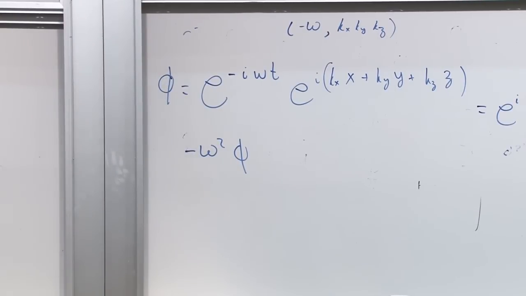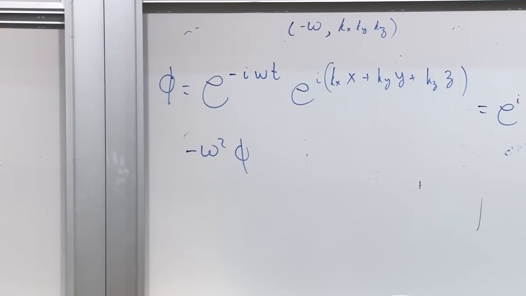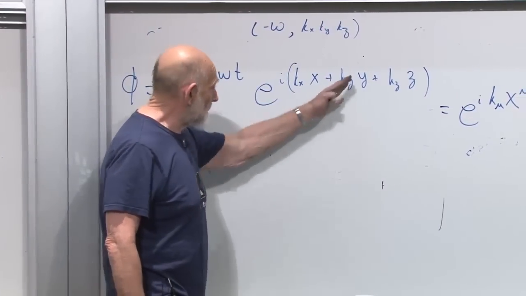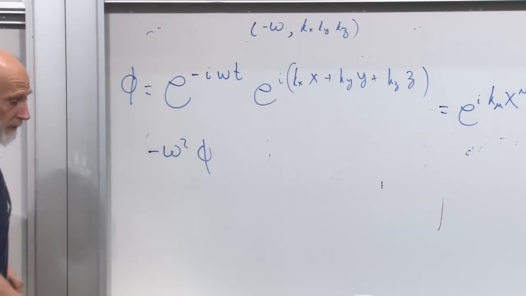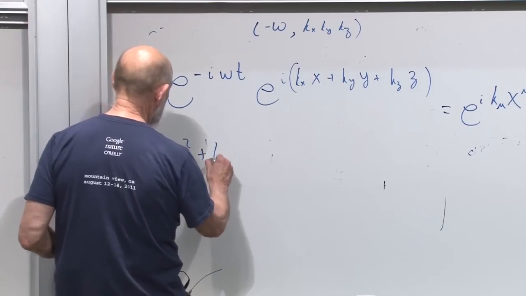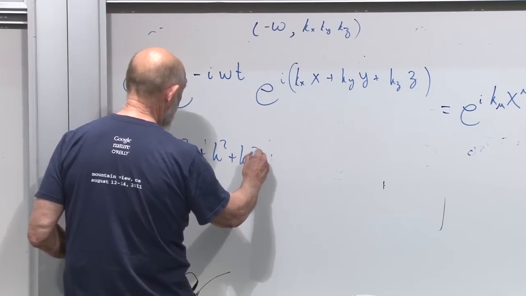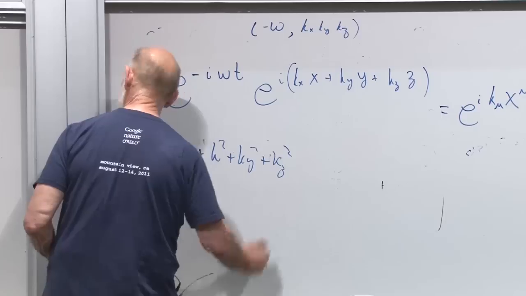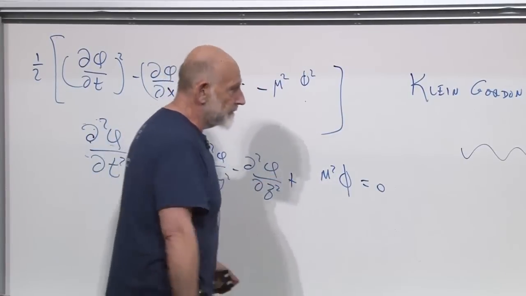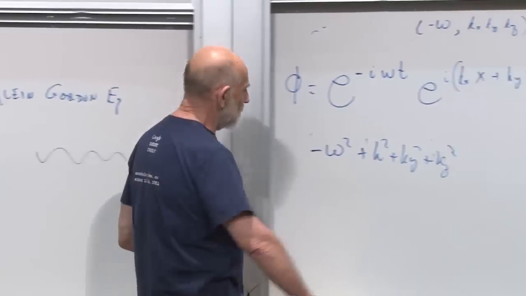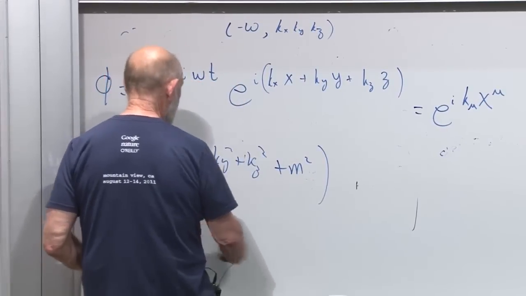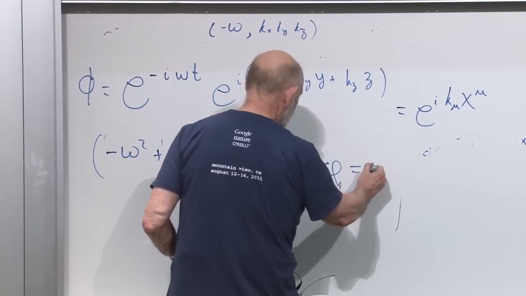What happens if we differentiate with respect to x? We get minus kx squared. With respect to y twice, minus ky squared. And so altogether we'll get minus omega squared plus kx squared plus ky squared plus kz squared. But we're not finished. We still have plus m squared here. So there's plus m squared phi equals 0.